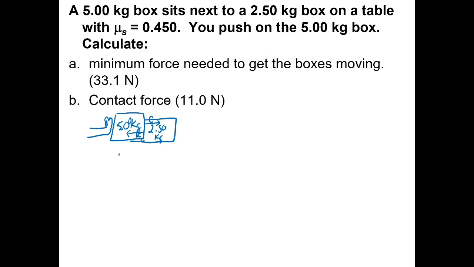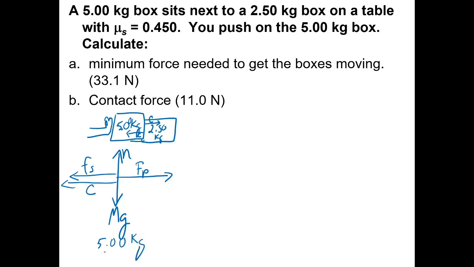So we've got to do some free body diagrams. Let's do it for the 5 kilogram box. mg goes down, and we have to assume it's sitting on a floor or a table, so normal goes up. We are pushing. Friction will resist. It says we just want to get the box moving, so that's static. But there's another force resisting on the big box. Can you see what it is? It's the contact force. So this is for the 5 kilogram box, the big box.